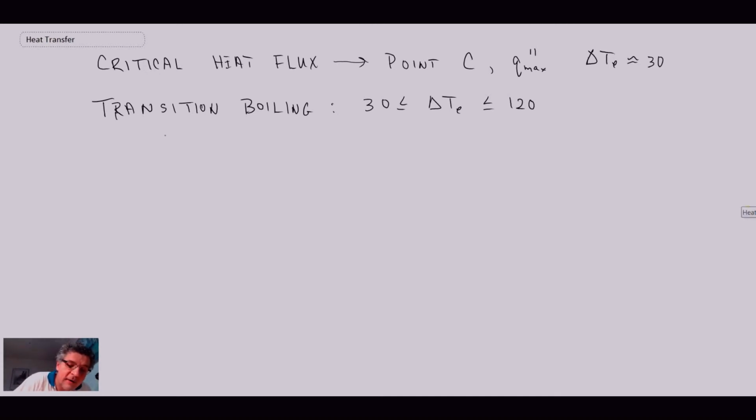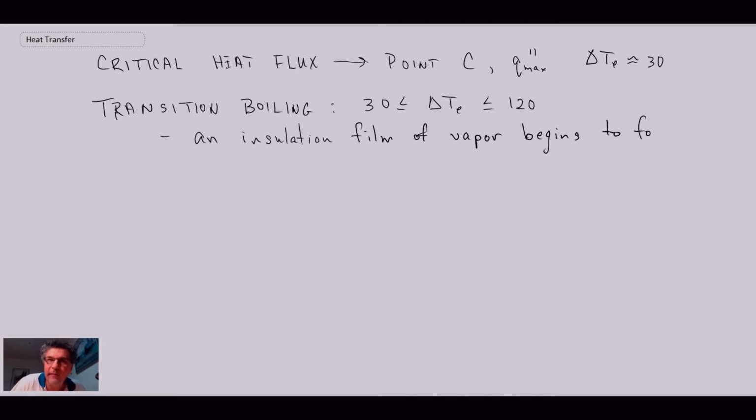And what is going on here is we're starting to get an insulating layer of vapor forming around our solid. What is happening is the bubbles are forming, the vapor is forming, and they are coalescing and starting to form this insulating film of vapor. Obviously, I was not able to get that on the stovetop because we remained in jets and columns and individual bubbles going up.